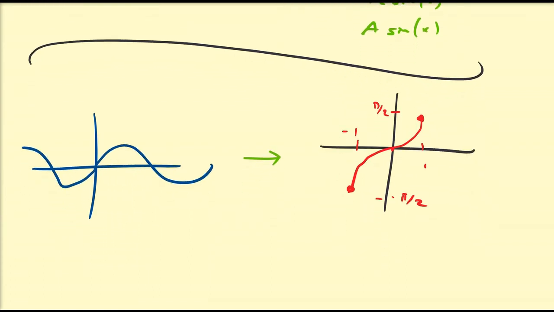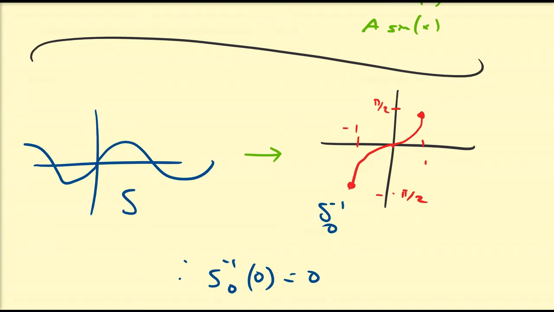So if I call this S and I call this S sub 0 inverse, then the inverse image of 0 is going to be equal to 0, right? Instead of 0, pi, 2 pi, 3 pi, and so on, now we only have one value, because for S inverse of 0, the principal branch, the branches should be single valued functions, to avoid the multifunction thing which we were trying to avoid before.